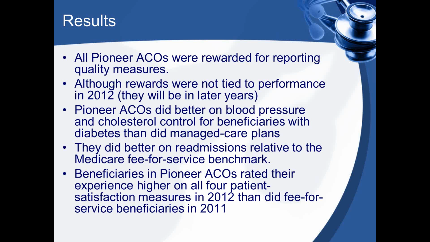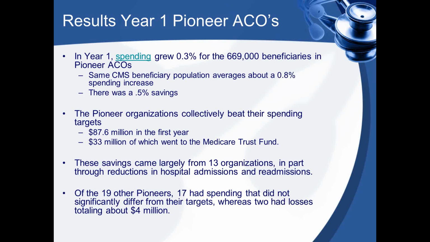The Pioneer ACOs did better at blood pressure and cholesterol control for beneficiaries with diabetes than did the managed care plans. They did better on their readmissions relative to the fee-for-service benchmark. And they got higher ratings on their satisfaction surveys than did the fee-for-service. So overall, quality seemed to improve.